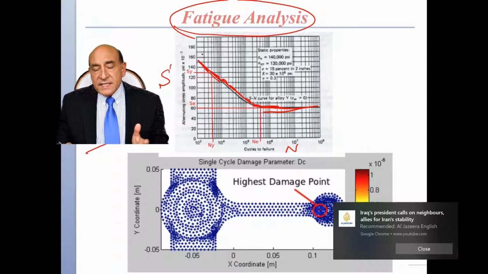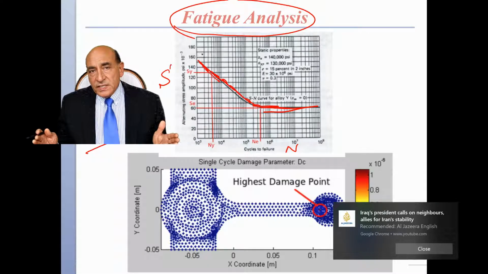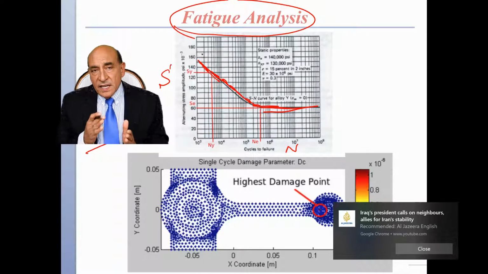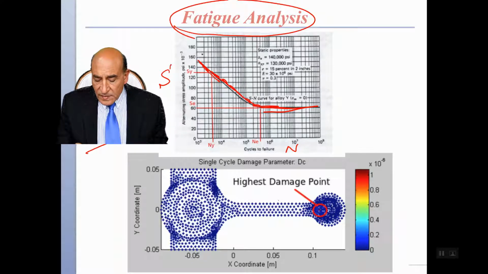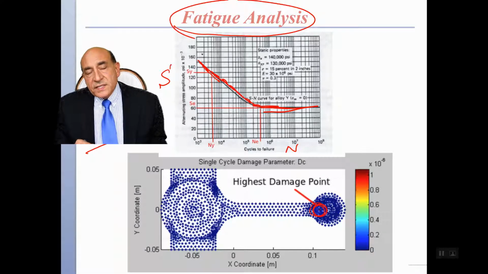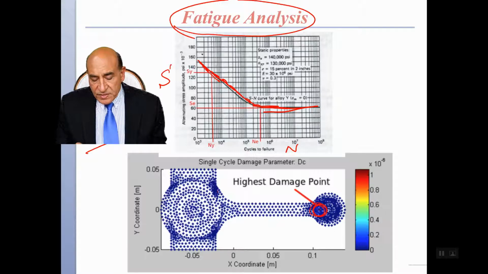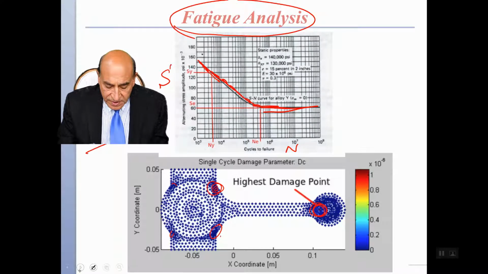In other words, the SN curve is when you have 100% damage, you reach a certain number of cycles of failure. Here, incrementally for each cycle, you get a certain amount of damage. And this is some kind of example here that we have. The highest damage point is shown here. So you get a damage distribution, some more damage here, damage here. So these are potential failure points that we need to investigate further.